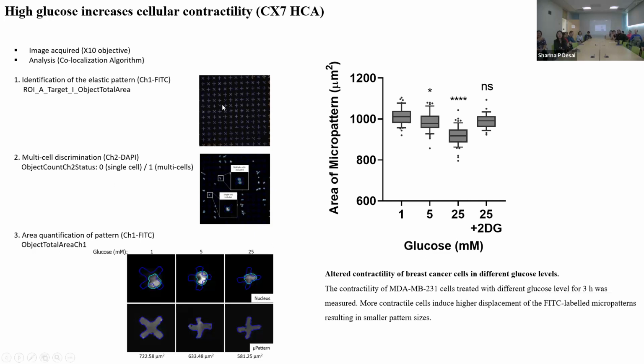First, the pattern expressing fluorescence was set as ROI, and then patterns with multi-cell attachment, identified through nuclear number quantification, were excluded from the analysis. Subsequently, the area of the ROI pattern reaching one cell was measured. As a result, I confirmed that breast cancer cell contractility was increased with higher glucose levels.